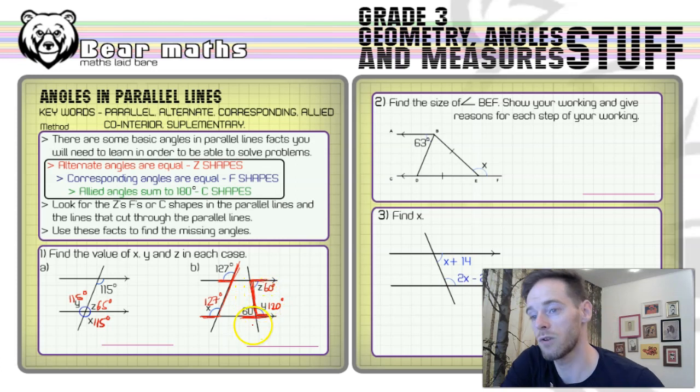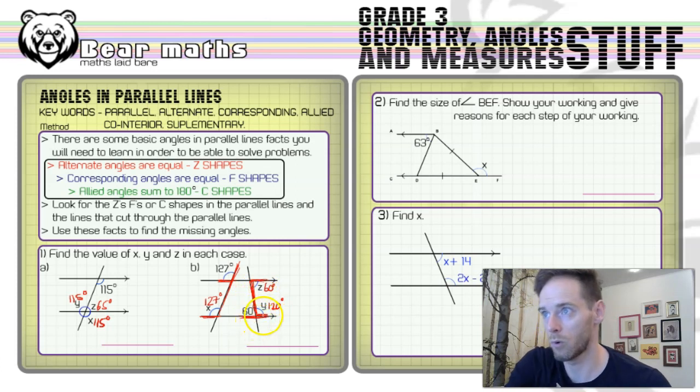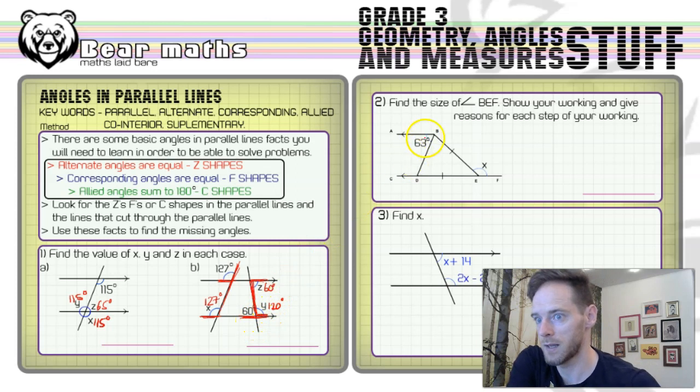In number 2, we're going to do something that's a little bit more challenging. This is definitely a more exam style question, good few marks in the paper, 4 marks probably. So find the size of angle BEF. Show your working and give reasons for each step of your working, right? So the first thing that we would need to do is use this 63 that we've been given within the question. That's ABD. The angle ABD is 63.